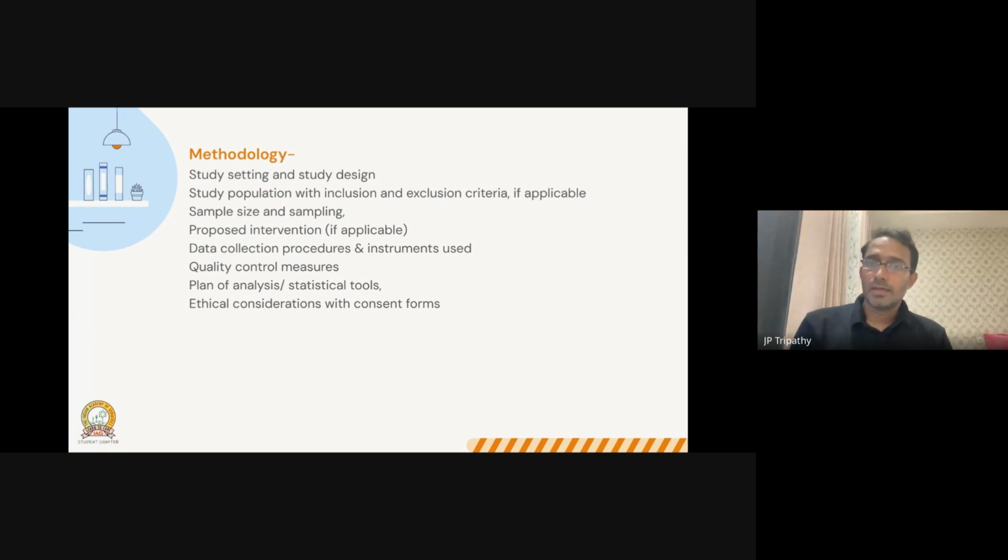Study design is important. You have to say whether you are adopting a cross-sectional design, a cohort design, or a cross-sectional survey, whatever design you are using. Clearly say that.